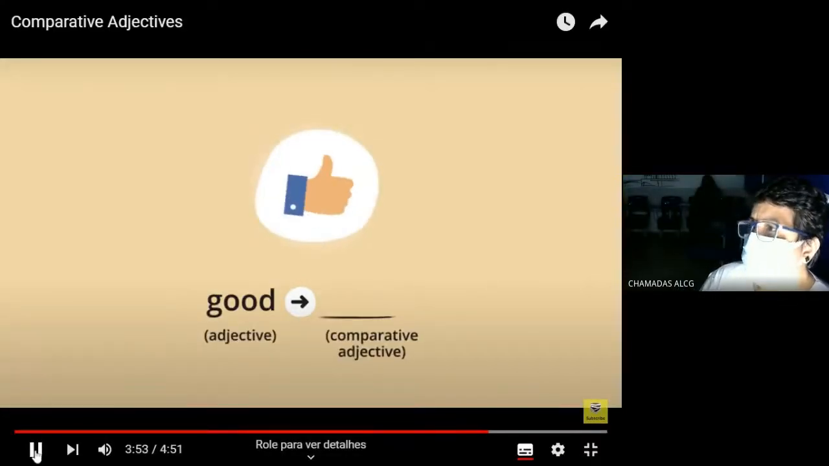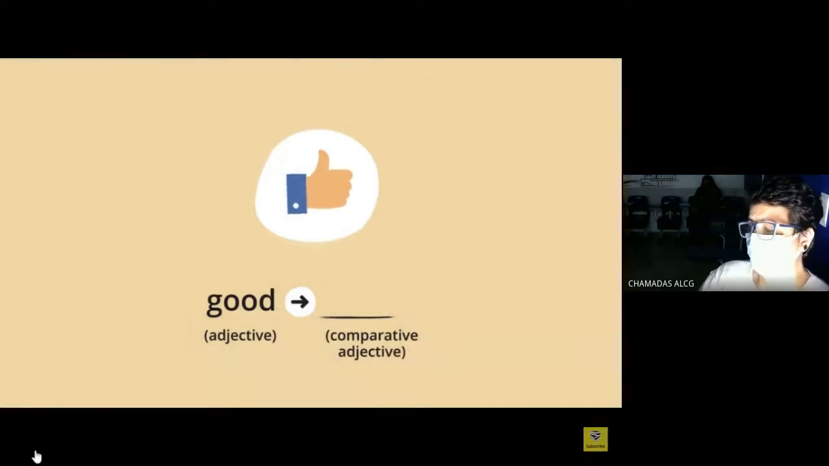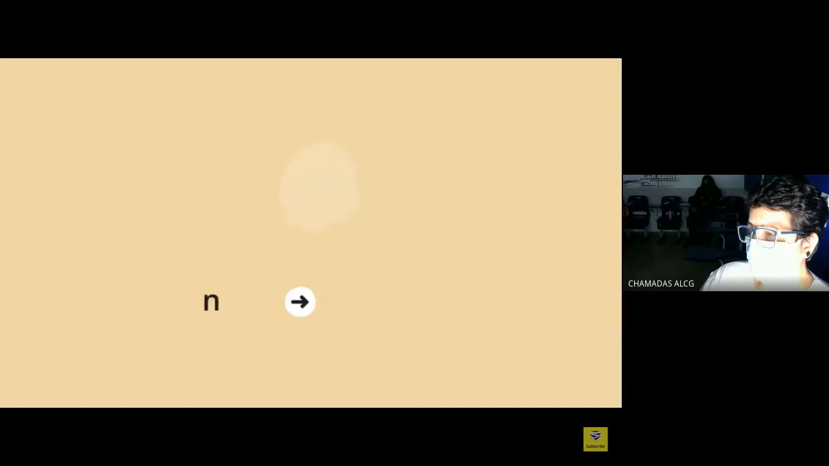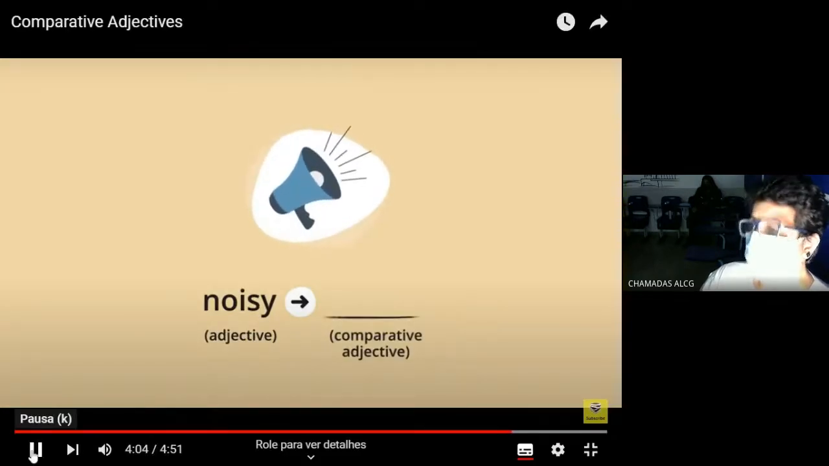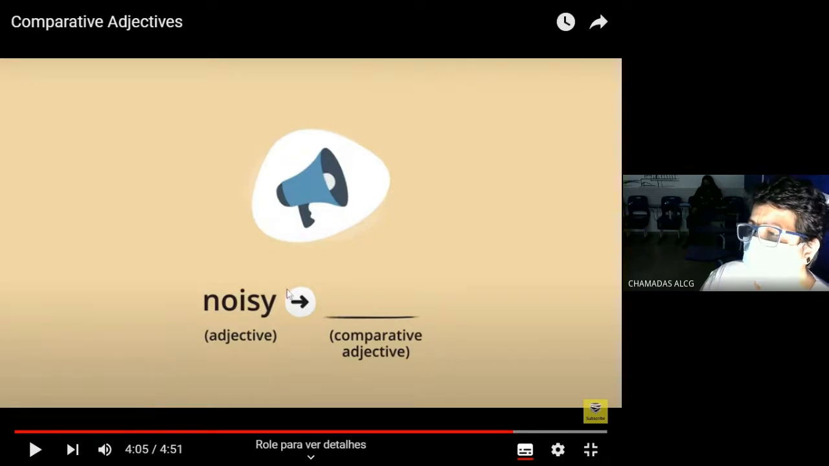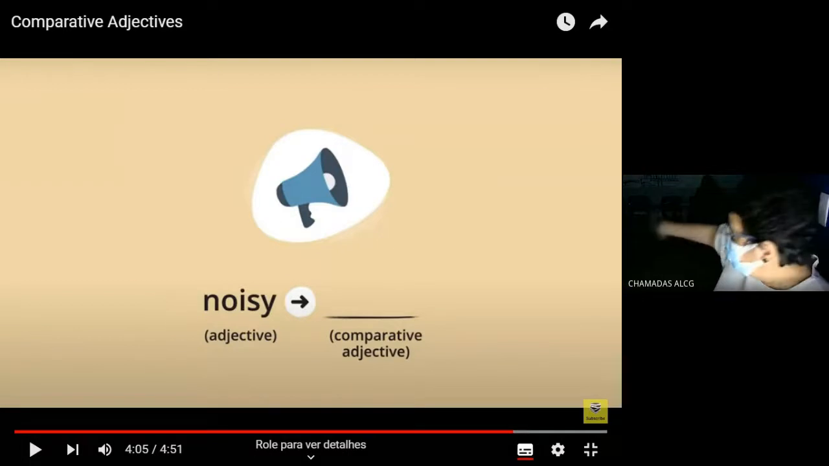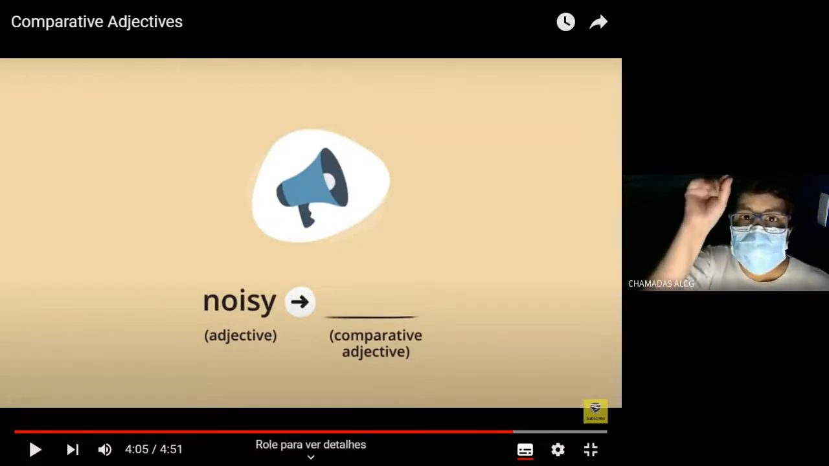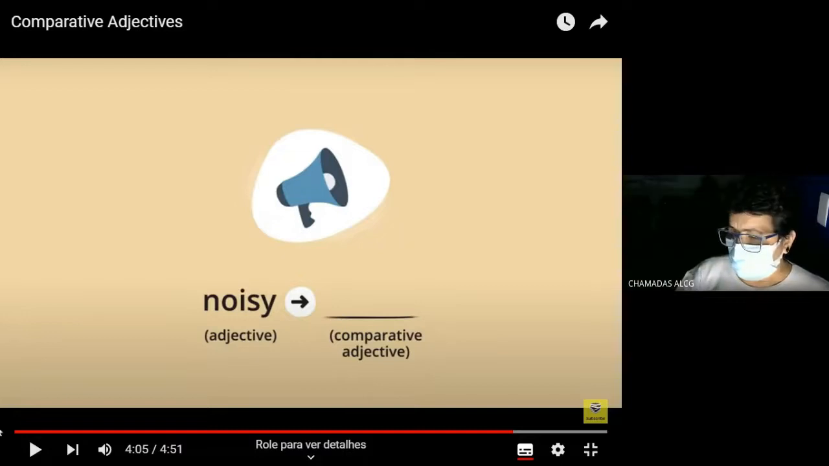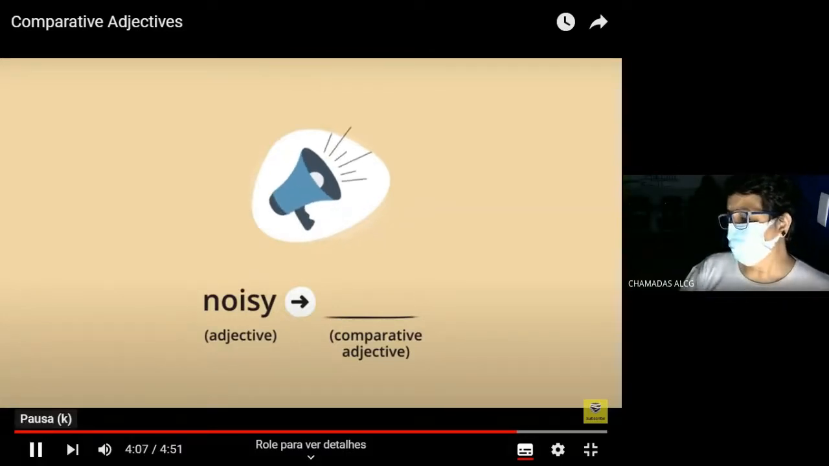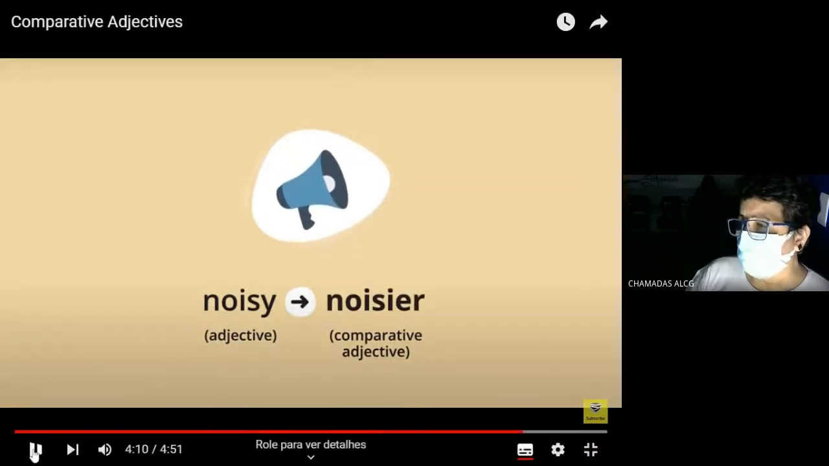And now, good. Better, or "better" if it's British, okay. All right. Better. Now, look, the adjective ends in Y. So what do we have to do? Drop the Y and put I-E-R. Okay? Noisier. Noisier. All right.